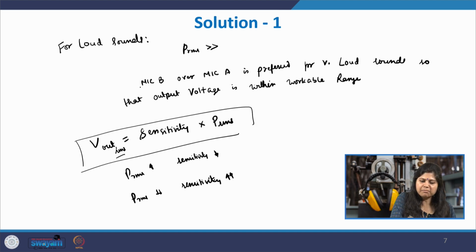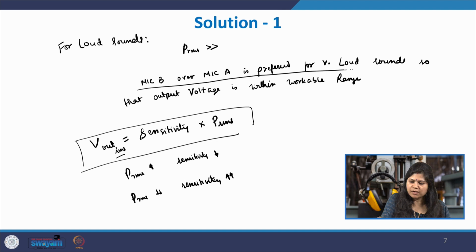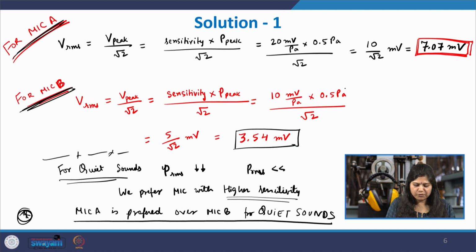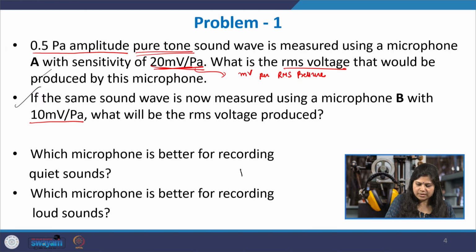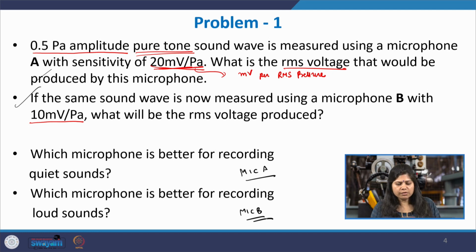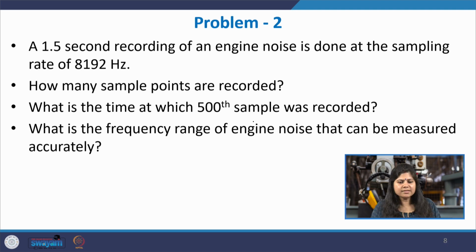So, here again mic B is preferred over mic A for very loud sounds, okay, and mic A would be preferred over mic B for quiet sounds. Okay. So, here the answer is mic A, mic B. Okay. So, after this, let us see another example.